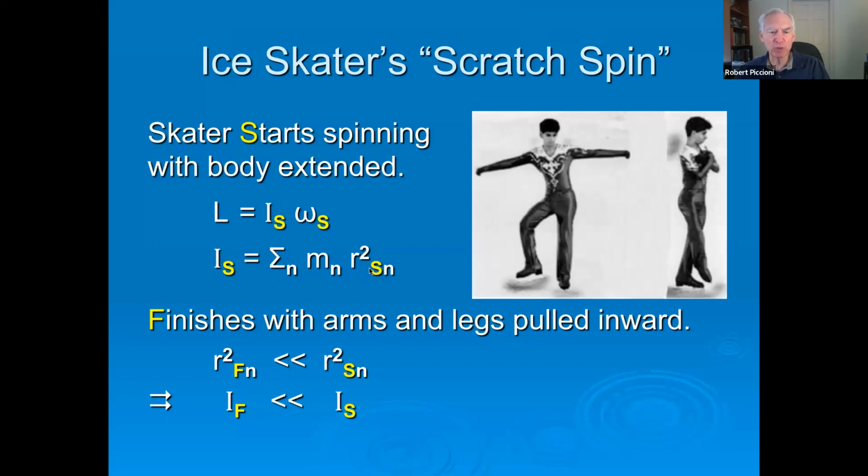then the moment of inertia at the end will be much less than the moment of inertia at the start. And go back here. If you dramatically reduce this, you have to dramatically increase that in order to keep the total amount of angular momentum constant. The total angular momentum is constant because there are no external forces.